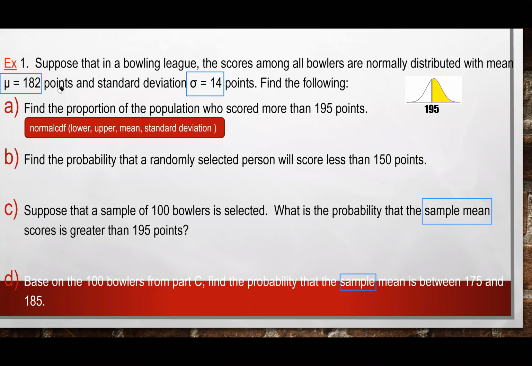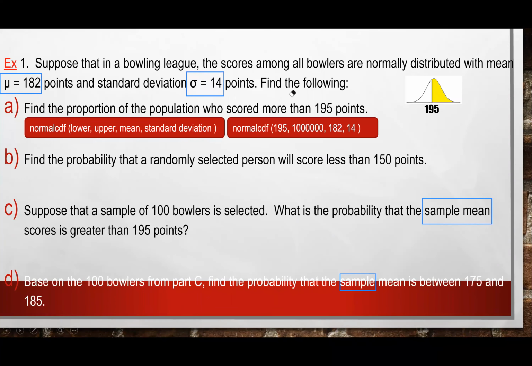The mean we already have, the standard deviation we already have, so now what is your lower limit? The smallest number we can see on the left is 195, and the bigger number we need is some humongous number on the right. So this is what we have: normalcdf(195, 10 million, 182, 14). If we deal with the population, we have 14 as the population standard deviation. You type it in your calculator, and your answer will be 0.1766.